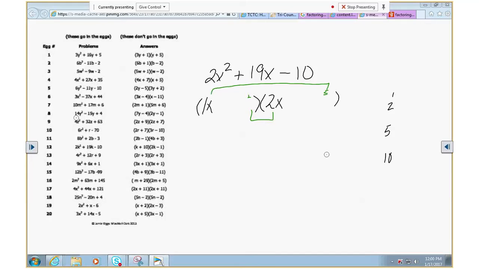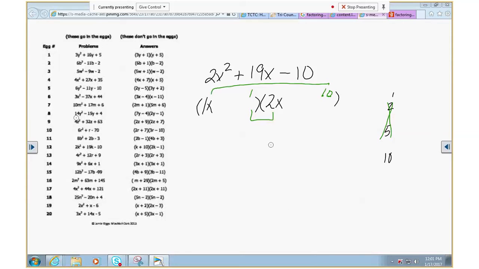What will 5 and 4 give me? Nothing, because I need 19. 5 and 4 will give me a 9 or a 1. So I flip it. 5 and 2. What will 10 and 2 give me? It won't give us 19. It'll give me a 9 or an 11, right? Or, I'm sorry, 10, a 12 or an 8. So what can you say about 5 and 2? They don't work. So that leaves us with 1 and 10.